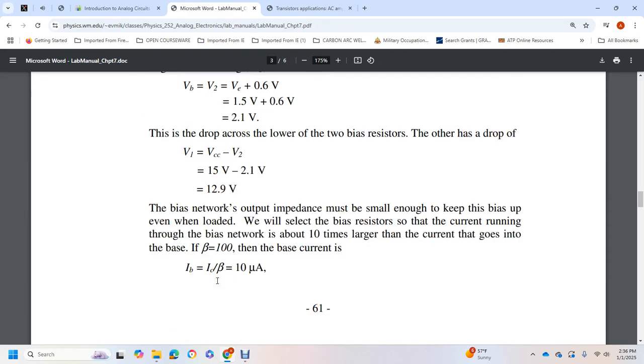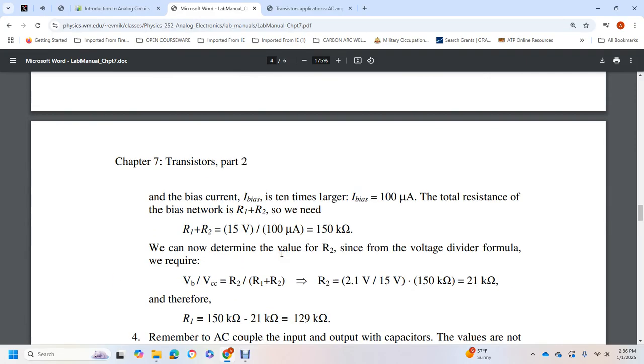The bias network output impedance must be small enough to keep the bias even when loaded. We will select the bias resistors so that the current running through the bias network is about 10 times larger than the current that goes into the base. With a beta of 100, the base current is equal to the collector current divided by beta, equaling 10 microamps. The bias current is 10 times larger than the base current, equal to 100 microamps.